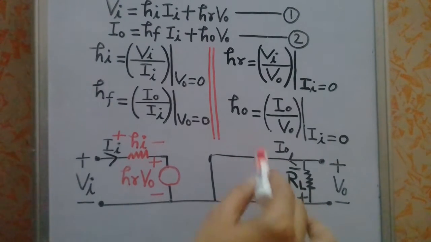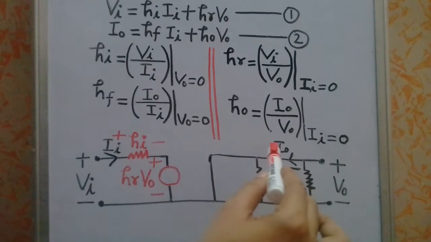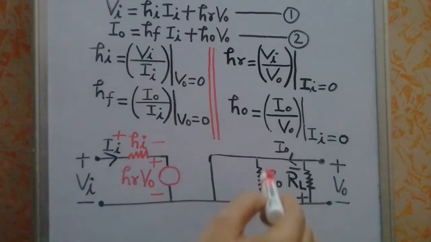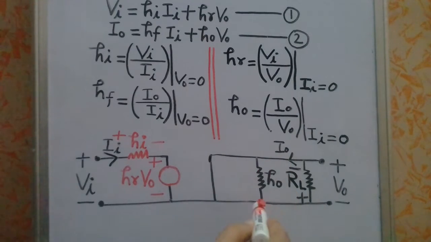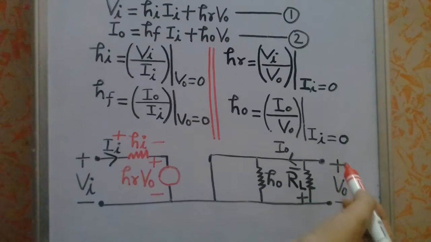Had it been the impedance, I would have drawn it in series, but since it is admittance, I must draw this in parallel, right? So that's why I have drawn this output admittance HO in parallel. Now what is RL? RL is a load resistance which is connected at the output terminals, across which you measure the output voltage VO, right?